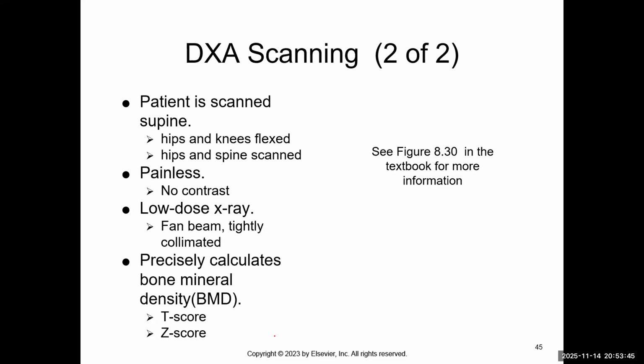Again, the patient's spine and hips are scanned. It is painless. There is no contrast. It gives you a paper printout of the different values, and it calculates the bone density, and it gives you a T-score and a Z-score.